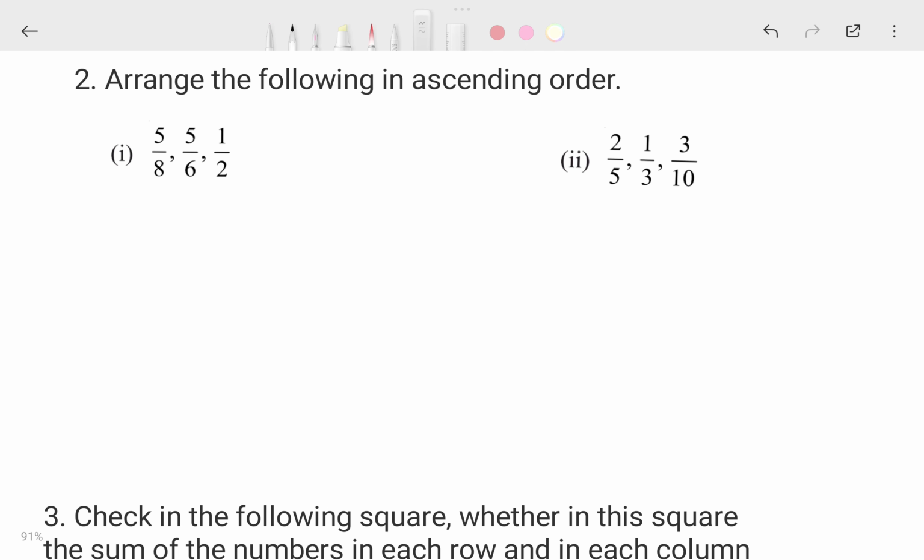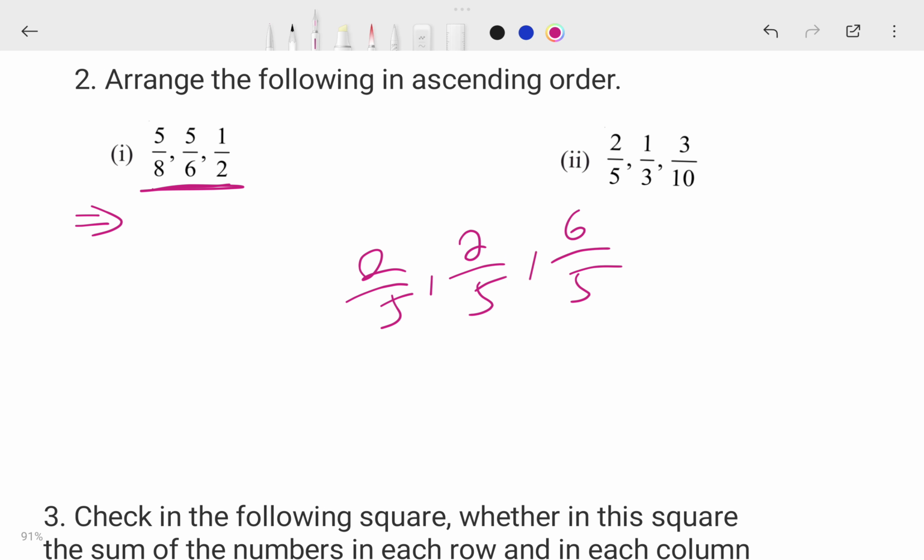Let me explain. Before arranging, let's solve the first question. We have to arrange this in ascending order, and before that we take the LCM of all of these. If the denominators were the same, like 2 by 5, 3 by 5, 6 by 5, we could do it easily. But here 5 by 8, 5 by 6, the denominators are totally different, so how will we say which is smaller?